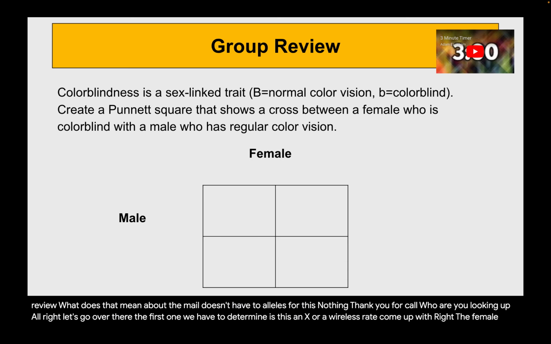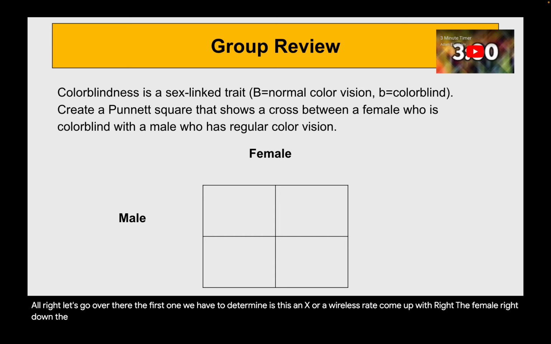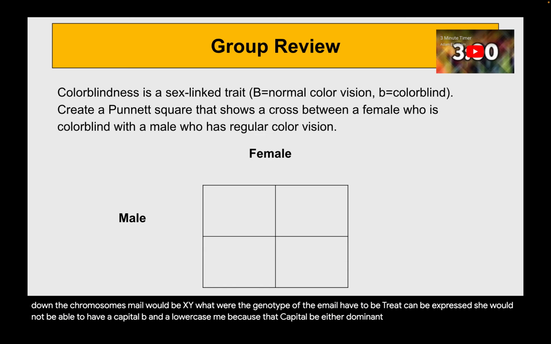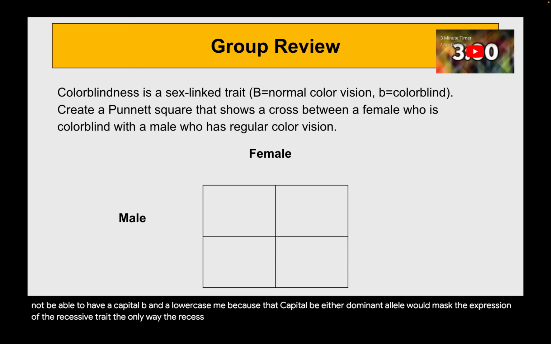So for the female, we're writing down the chromosomes. Male would be XY. What would the genotype of the female have to be? It has to be homozygous recessive, so two little b's, because that's the only way a recessive trait can be expressed. She would not be able to have a capital B and a lowercase b, because the capital B, the dominant allele, would mask the expression of the recessive trait. The only way the recessive trait can be expressed is if it's the only thing in the genotype.